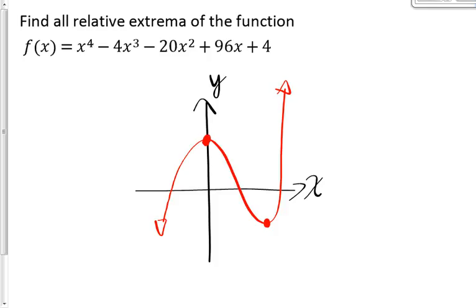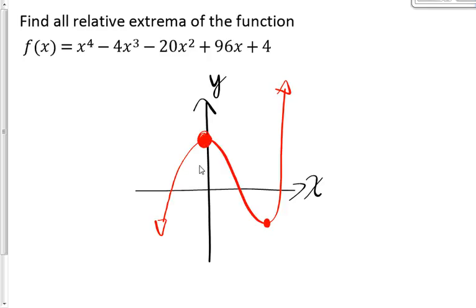This isn't the largest y value of all. This one here. As a matter of fact, there is no largest y value of all. These y values just keep getting larger and larger and larger. So it's not the absolute maximum. It's only a relative maximum. It's the highest y value amongst all the values around it.